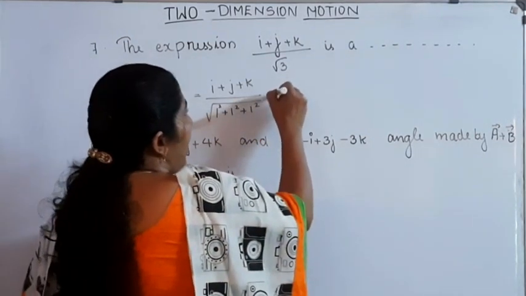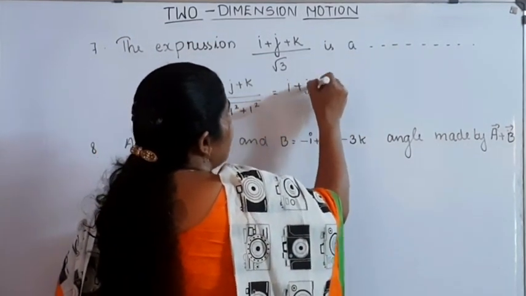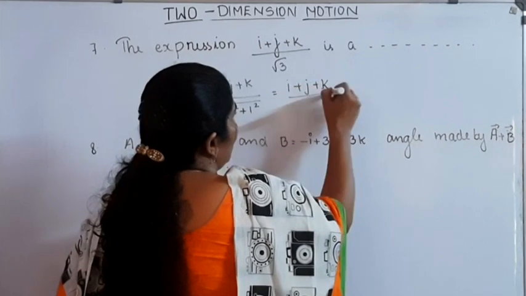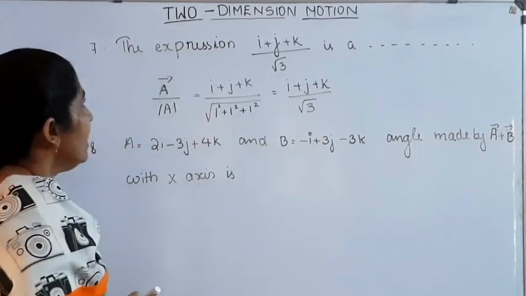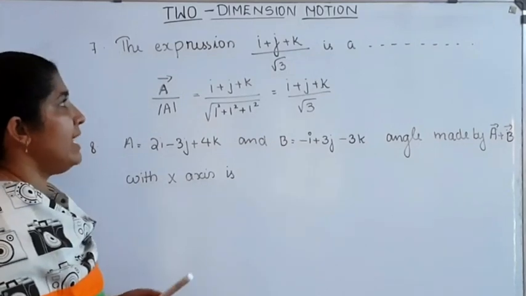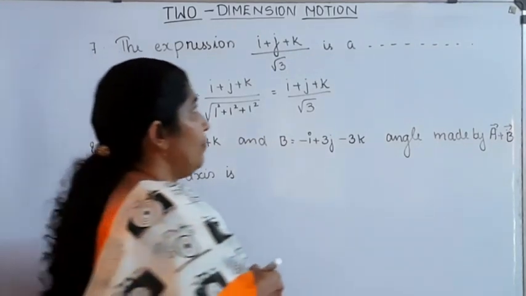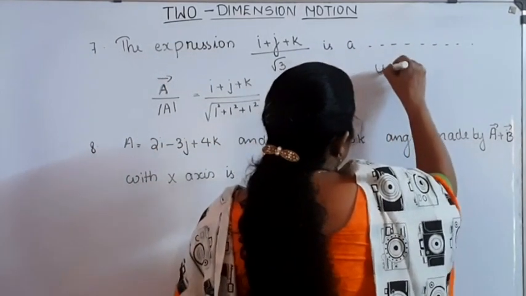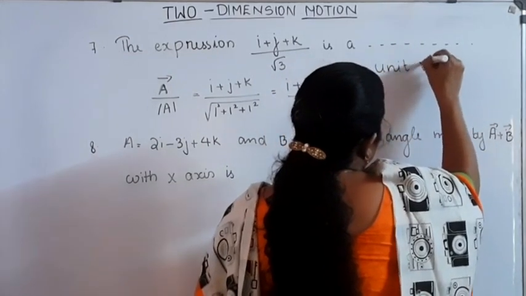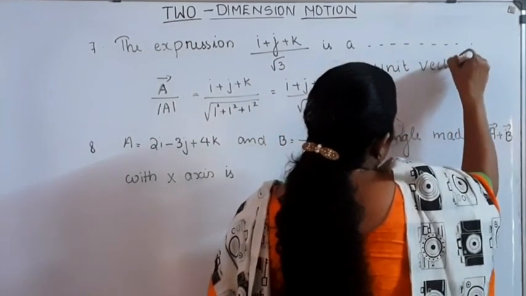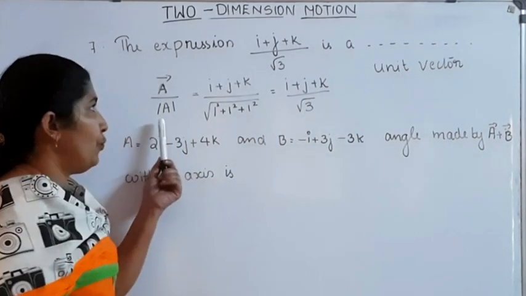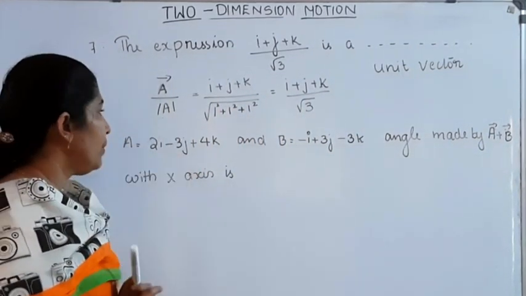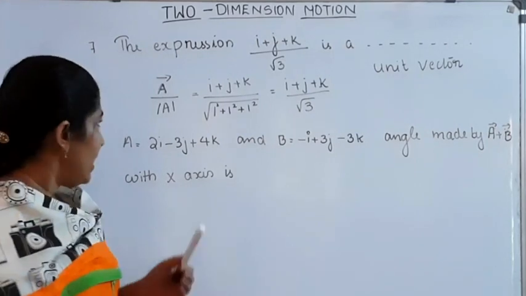That's equal to (i plus j plus k) divided by root 3. Therefore, this expression is a unit vector. Okay, this is the expression for the unit vector. Unit vector is equal to vector A divided by modulus of A. This is the equation. Okay, next question.